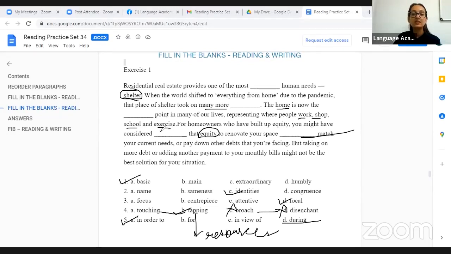And the last one, consider tapping the equity. Equity here is the resource which we have to use. And for using the resources, the right word is tapping the resources. And why are we using that resource? Why are we using that money? In order to match your current needs. For comes with ing form of verb. In view of is used when you want to refer to something or when we conclude something. And during comes with a time period. So these are the answers.